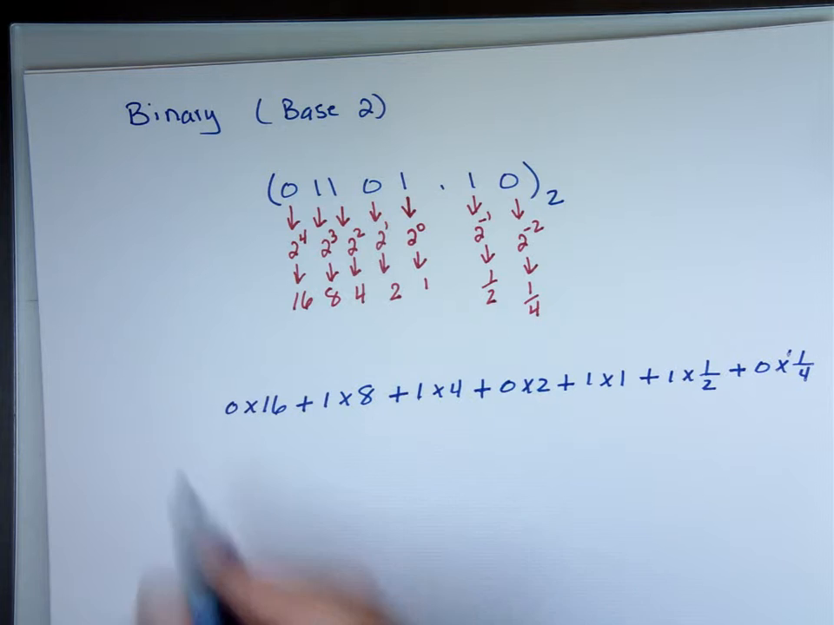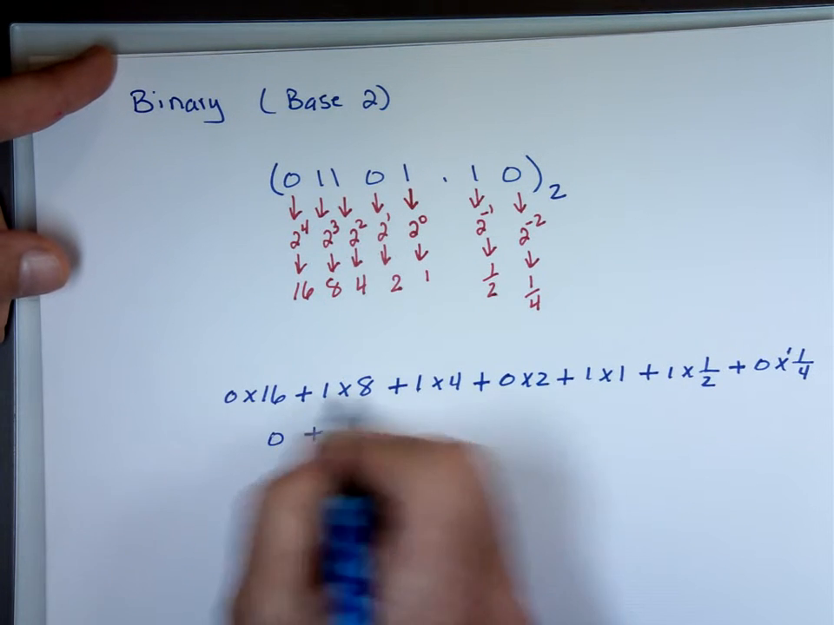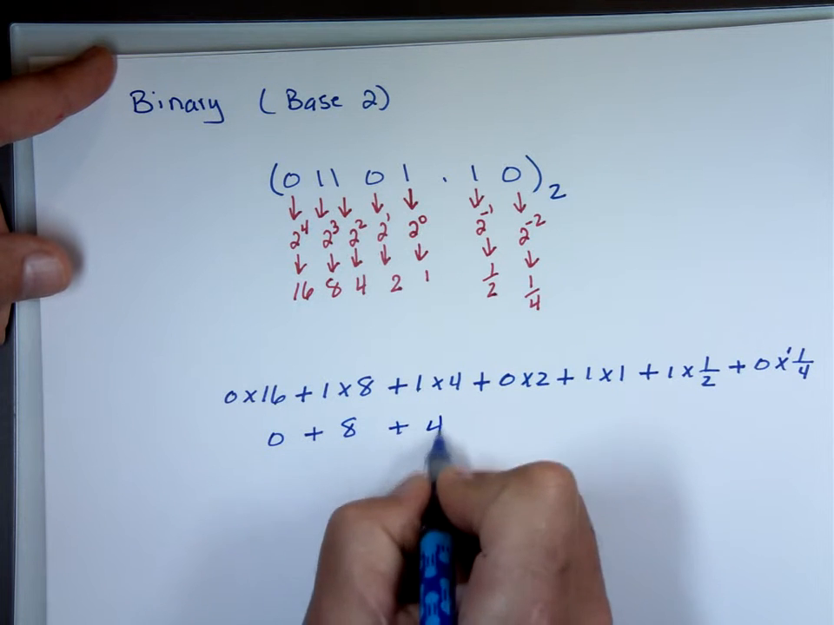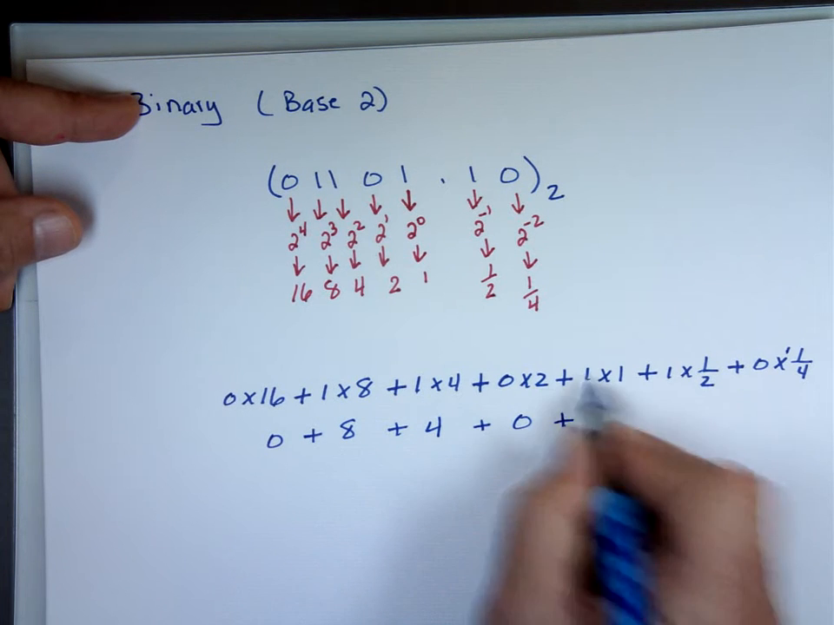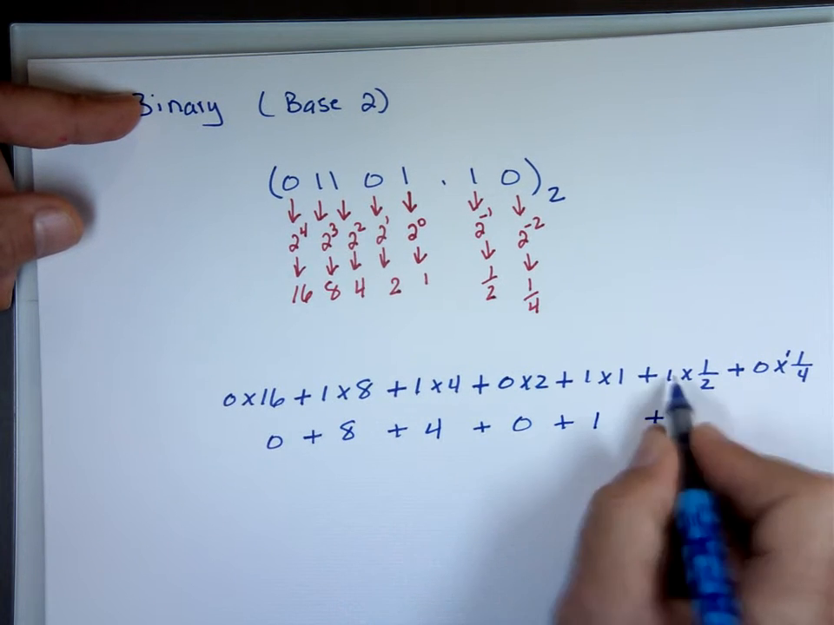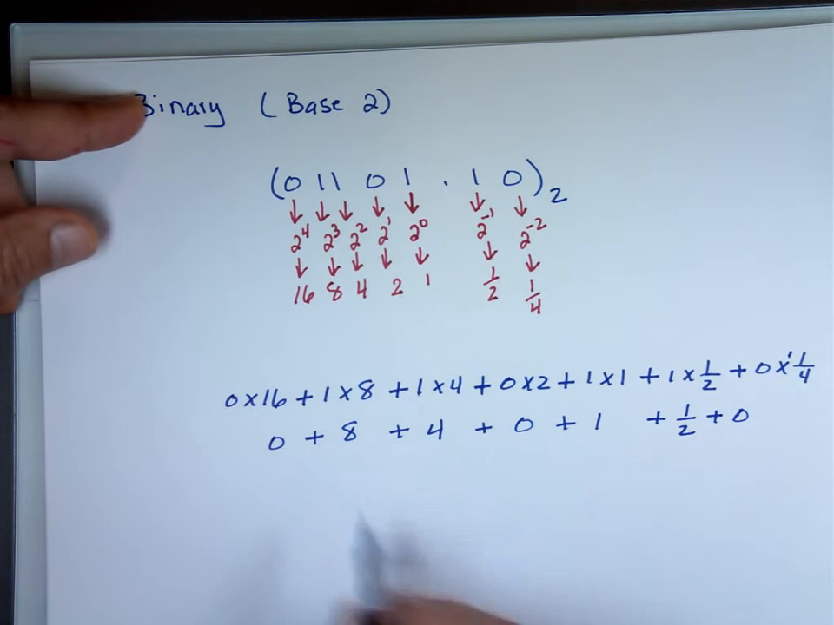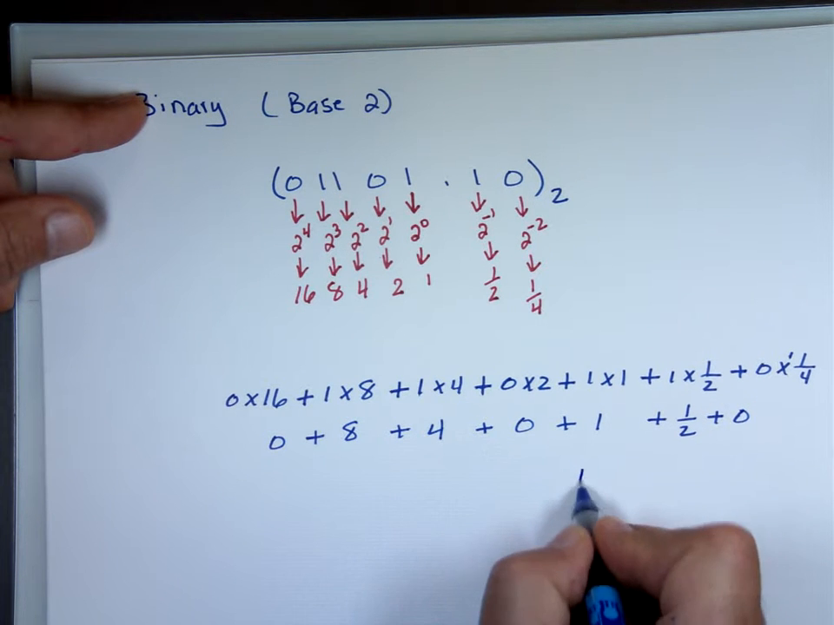Let's do the math. What's 0 times 16? 0. What's 1 times 8? What's 1 times 4? What's 0 times 2? What's 1 times 1? What's 1 times a half? 1/2, and this is 0. 8 and 4, 12, 13, 13 and a half.